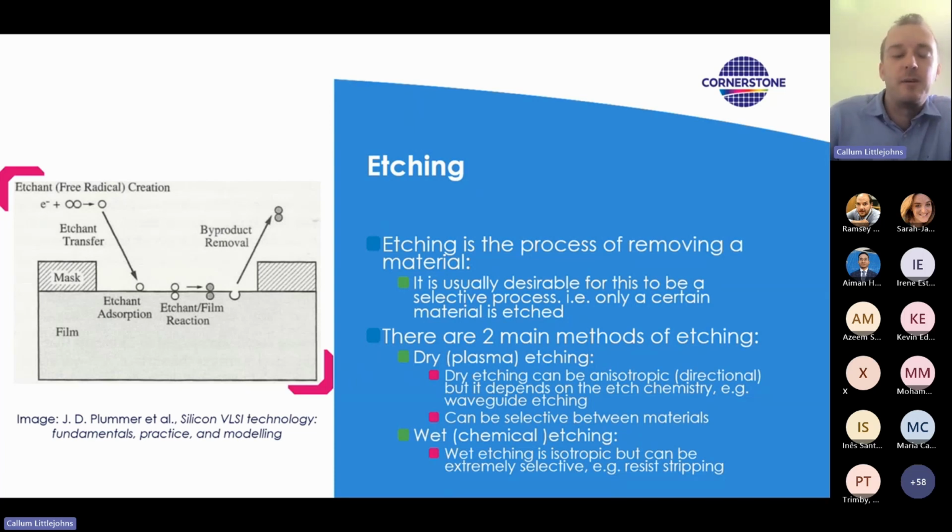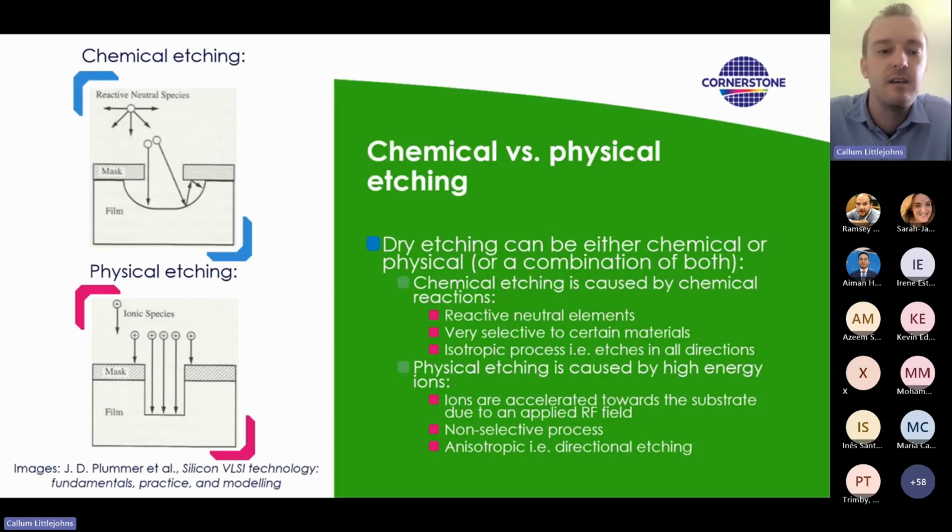Now with dry etching, we can achieve nice straight sidewalls like you might want for a waveguide. With chemical etching, it etches in all directions, so it's what's called isotropic, which obviously doesn't work well for forming waveguides, but it's very good. It can be extremely selective to certain materials, so it's good for things like stripping resist or removing the entirety of certain layers.